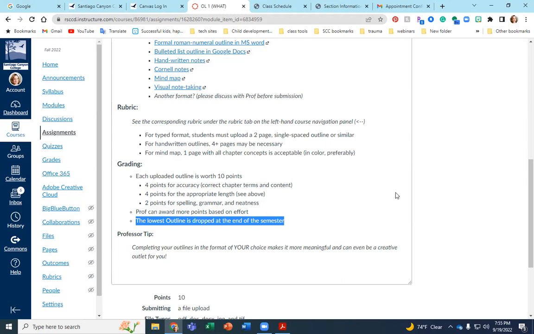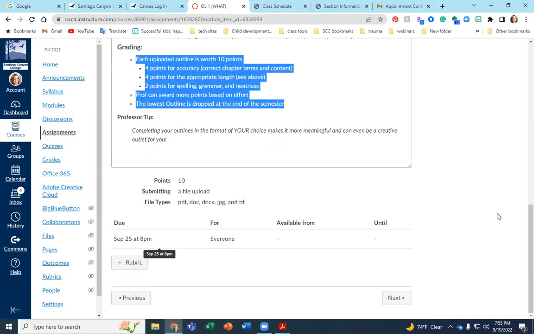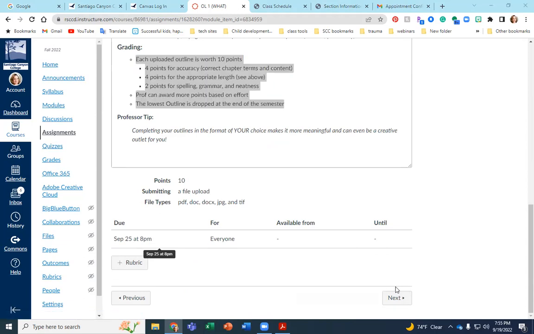Pretty straightforward. If you have questions, let me know. Do it Sunday at 8, pretty straightforward. I have a rubric on the side, but this is pretty much it right here. Make sense? Okay, question.